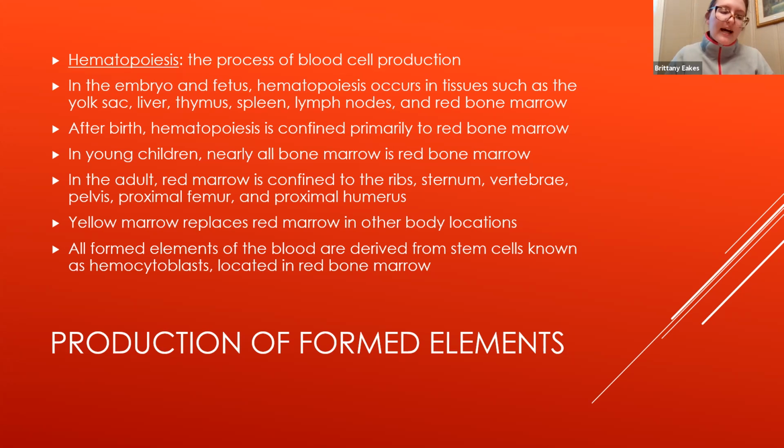What you need to know is that blood cells are produced in red bone marrow. In the fetus, it's primarily the spleen, but after birth, it's all the bone marrow because the child is still developing. And then in the adult, it's mainly your ribs, sternum, vertebrae, pelvis, femur, and humerus. Okay.